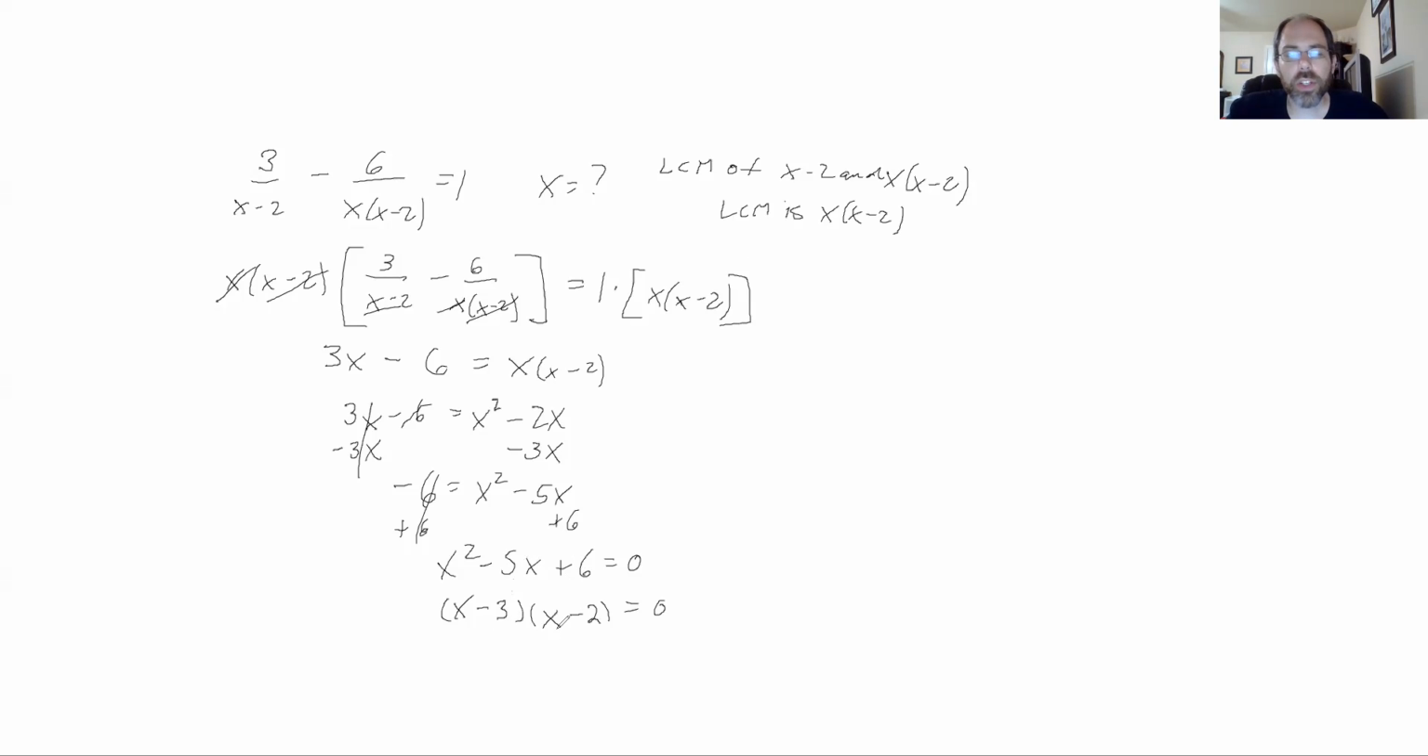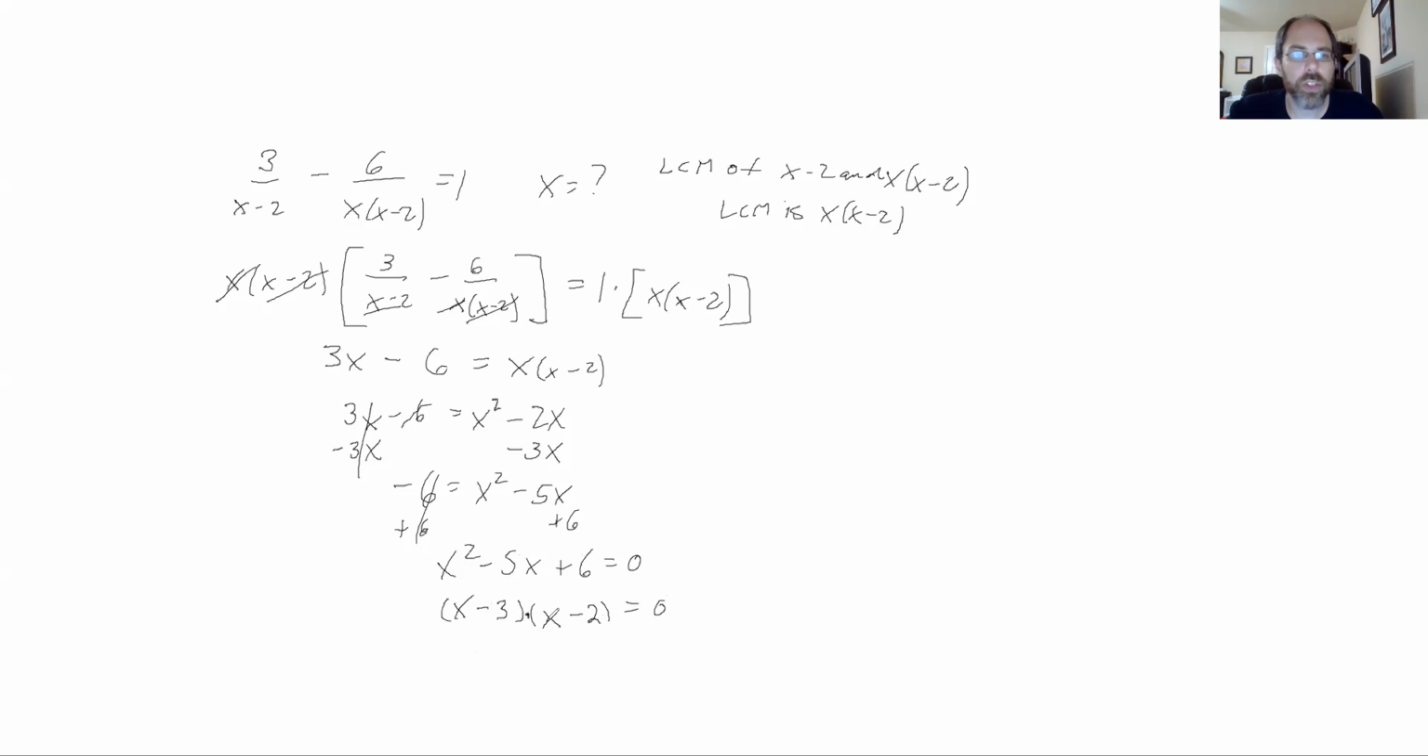So I have x minus 3 times x minus 2 is equal to 0. Let's double check that that's true. X times x is x squared. Minus 3x minus 2 more x is negative 5x. And negative 3 times negative 2 is positive 6. So I have x minus 3 times x minus 2 is equal to 0.